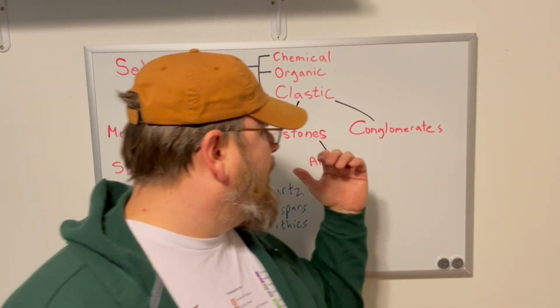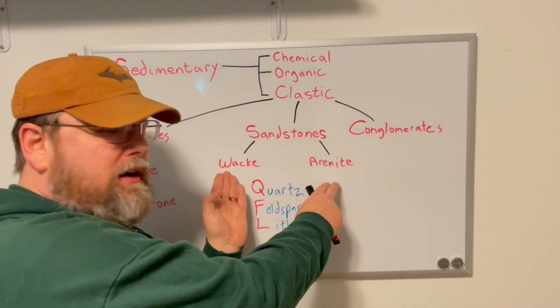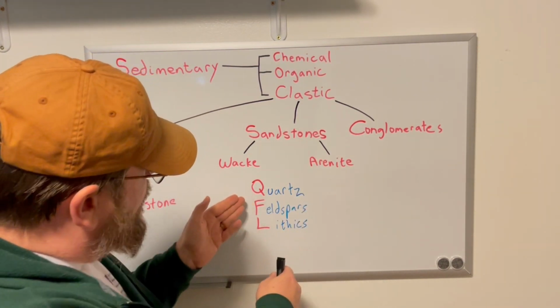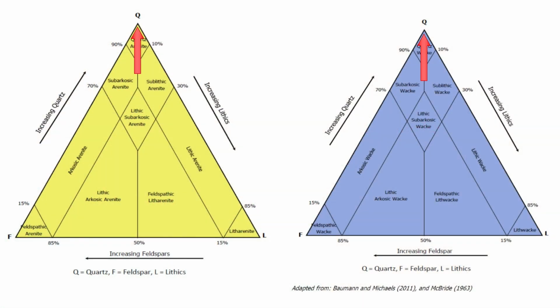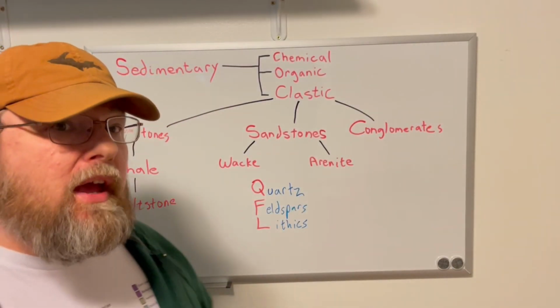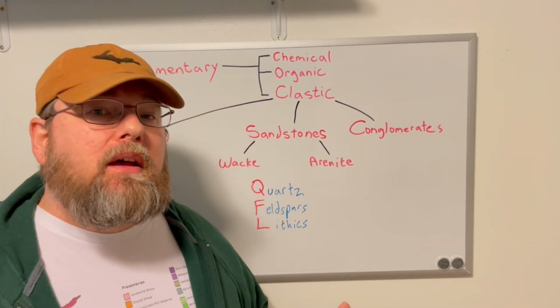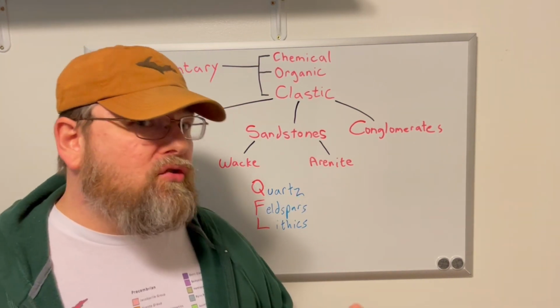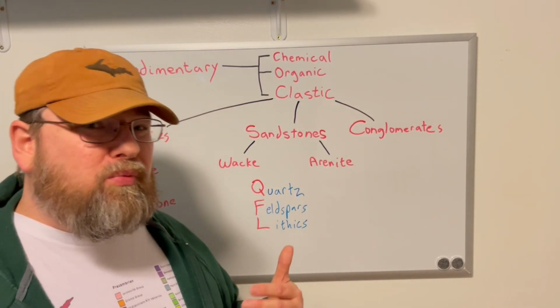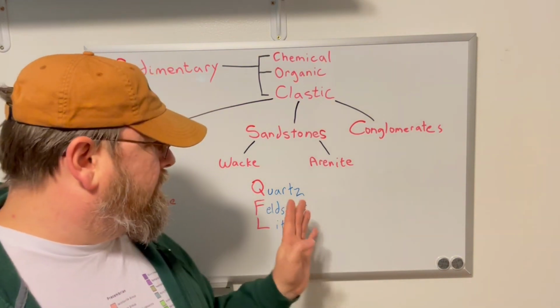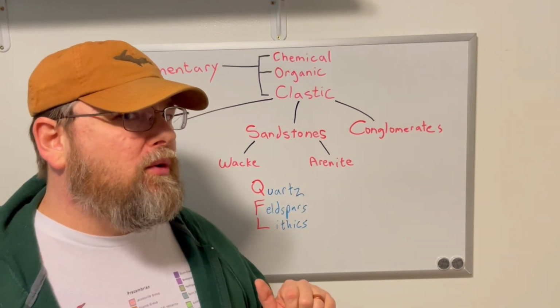So our first step is to break it into a wacke or an arenite. Then we have this QFL: quartz, feldspars, lithics. And these are plotted on ternary diagrams, triangular charts, and many of you have probably seen those. Now they can be set up like the USDA textural chart, which is the one I tend to use because this has to do with texture more than not.